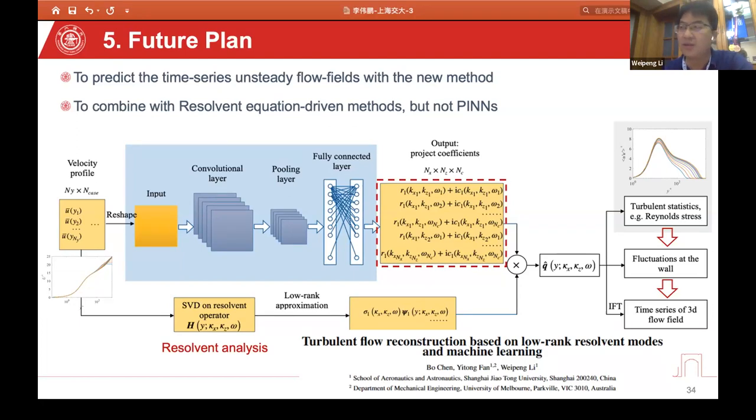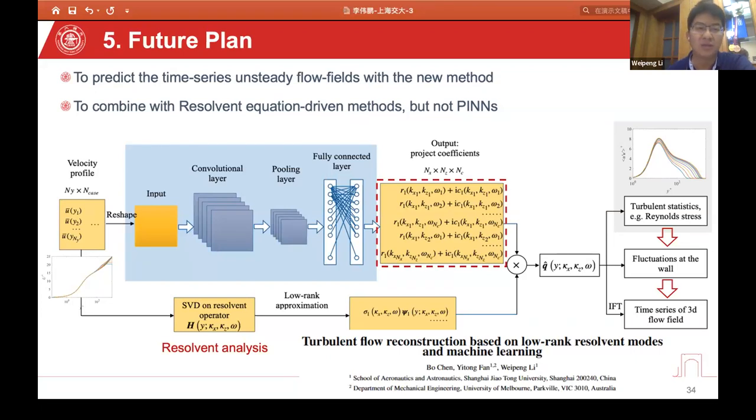In the future, I think we are going to try to predict unsteady flows, because in the two cases, we just showed the steady ones, where only the source term or only the boundary condition is changed. There's no time series. And actually in the physical world, time series prediction is very important. So we are going to try time series prediction with a new method and check how it works.